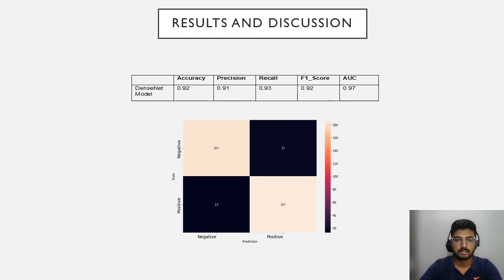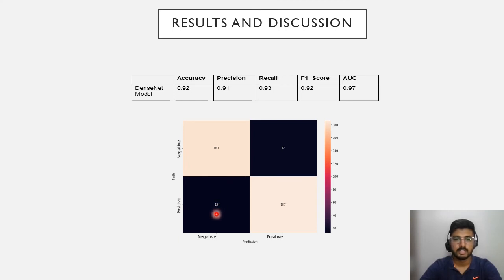Here in the confusion matrix, we can see that out of a total of 400 test image samples, which were 200 positive and 200 negative images, we have correctly classified 187 as positives and 183 as negatives. In this process, we were not able to classify 13 positive patients, who were incorrectly classified as negative, and 17 patients were classified as positive while the truth was negative.